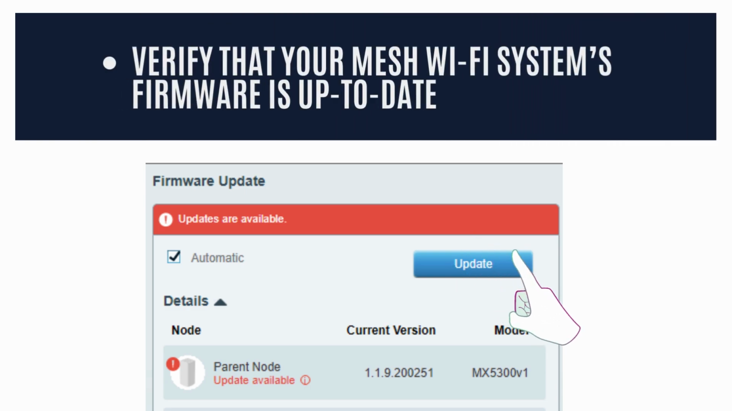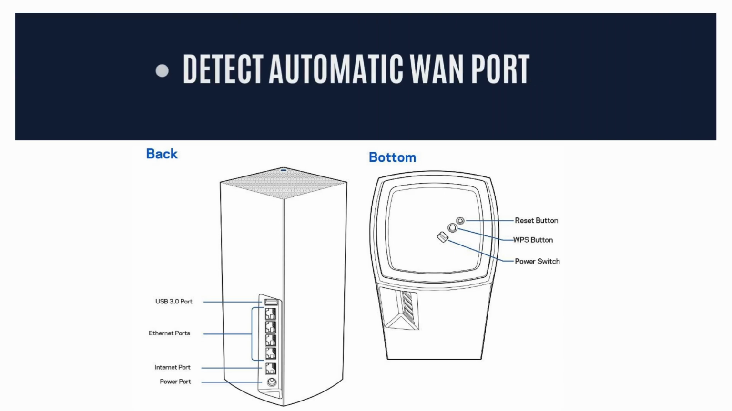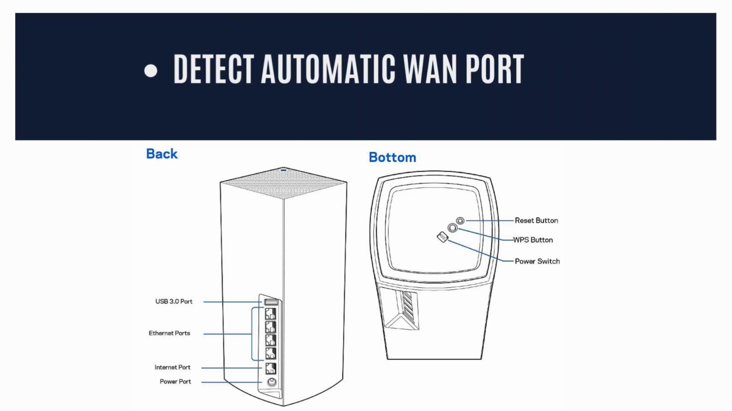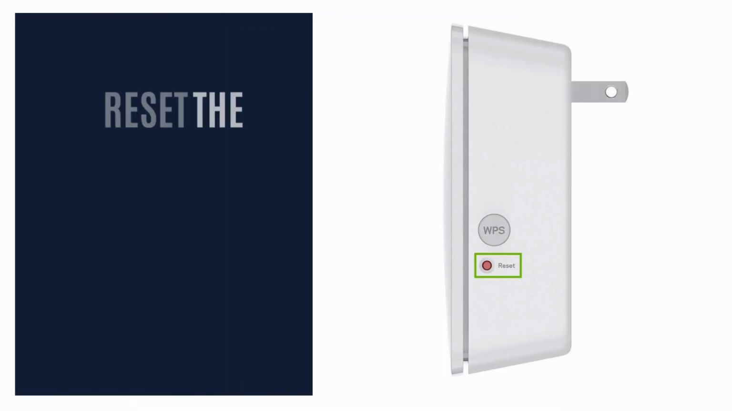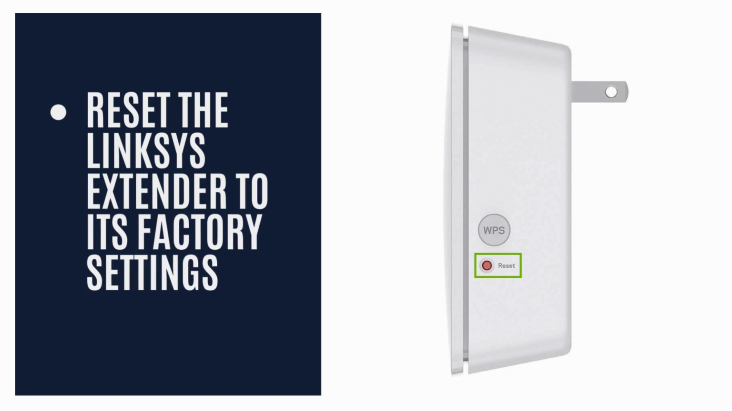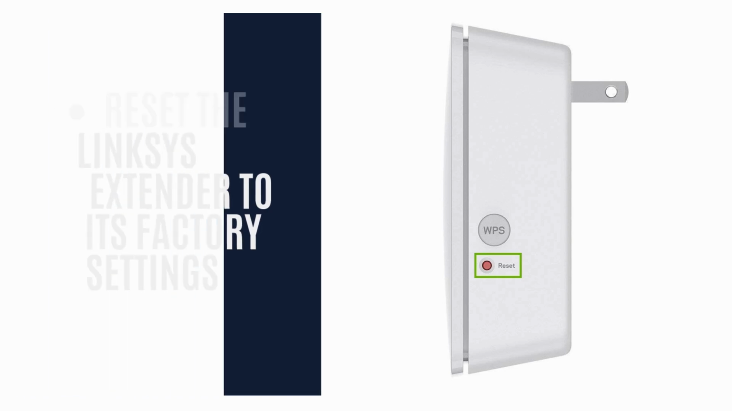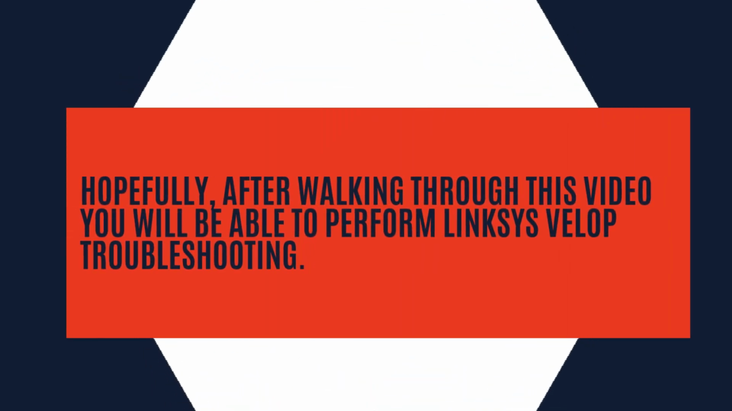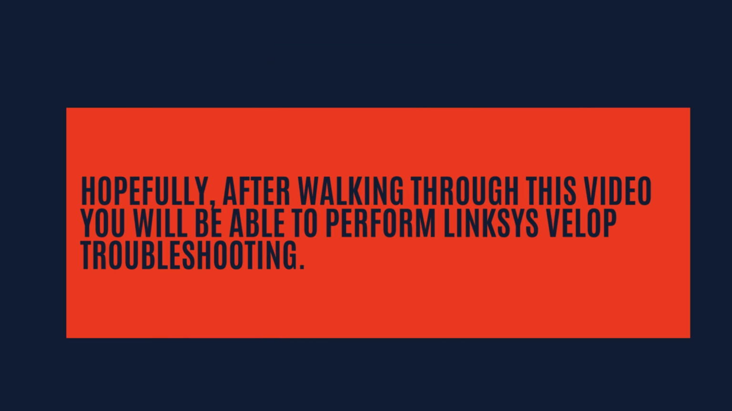Verify that your mesh Wi-Fi system's firmware is up to date. Detect automatic WAN port. Reset the Linksys extender to its factory settings. Hopefully, after walking through this video, you will be able to perform Linksys Velop troubleshooting.